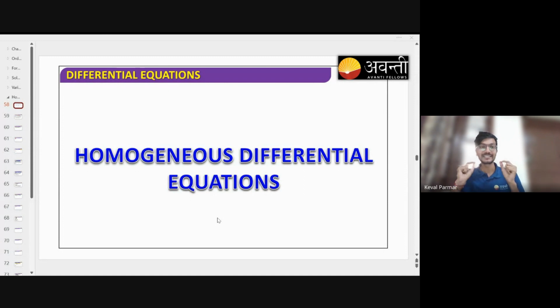So, if you remember yesterday, what we did was the variable separable method. Let me give you a quick recap. We were doing solution of differential equations. In that, we have three ways. First is variable separable. The second, which we are going to do today, is homogeneous differential equations. And then the third, which is the last, is linear differential equation. And after that, we'll be doing applications of differential equations.